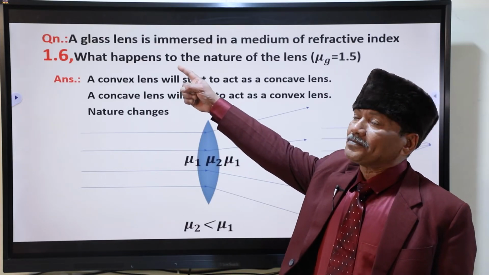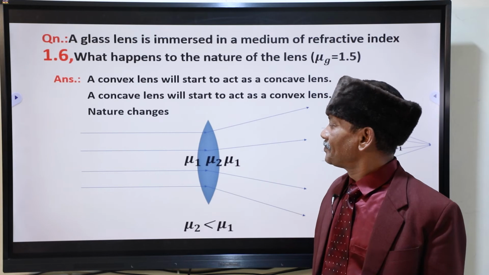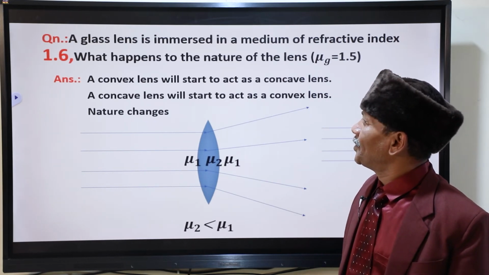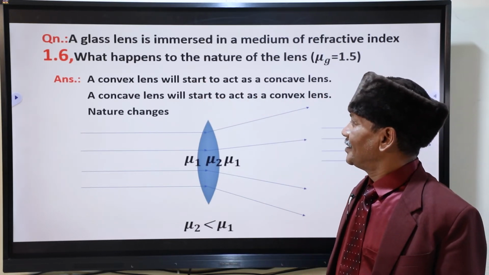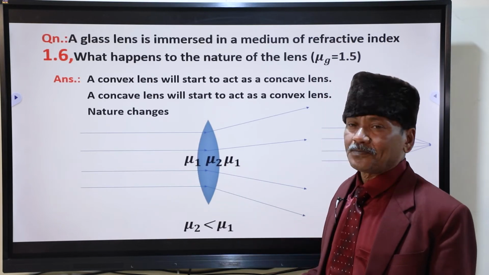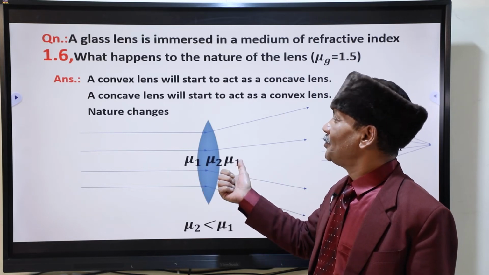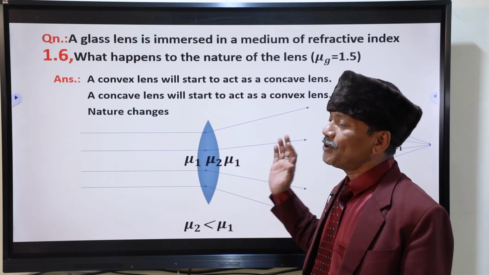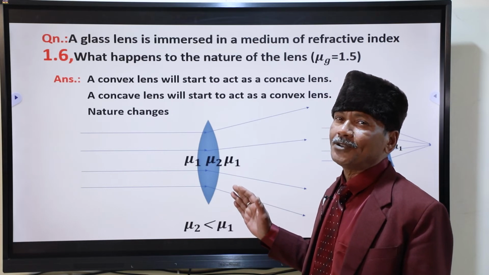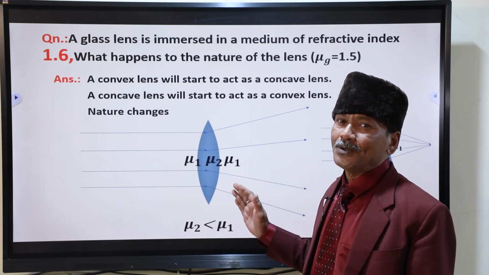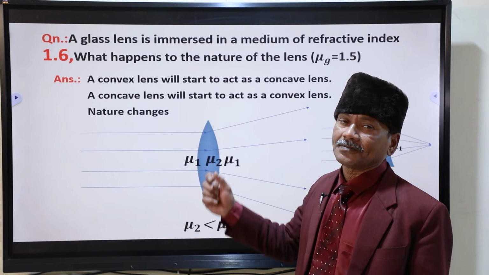You see the question, glass lens immersed in some other medium. What happens to the nature of the lens? This is the lens. Material of the lens has refractive index mu2. This is mu1. You go to the lens maker's formula. What is written there? 1 by f is equal to mu2 minus mu1 by mu1, on that part.